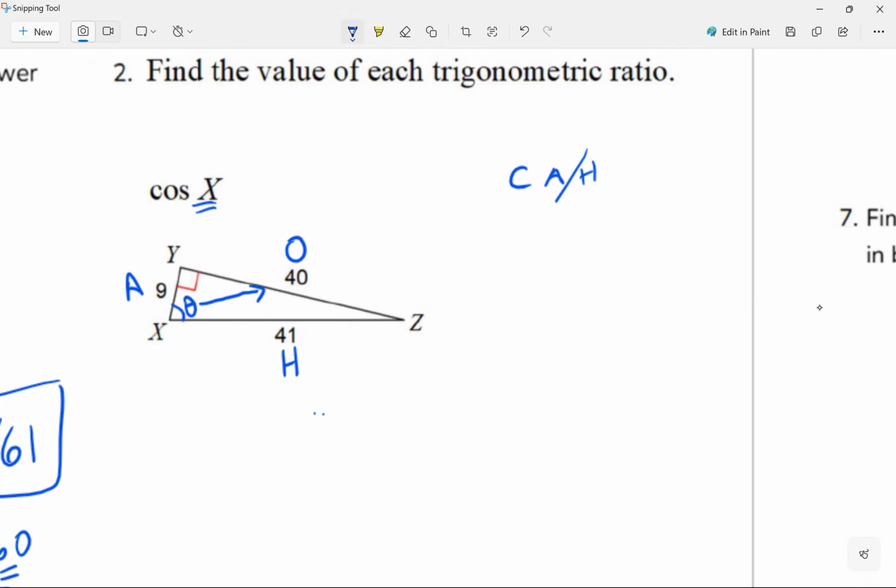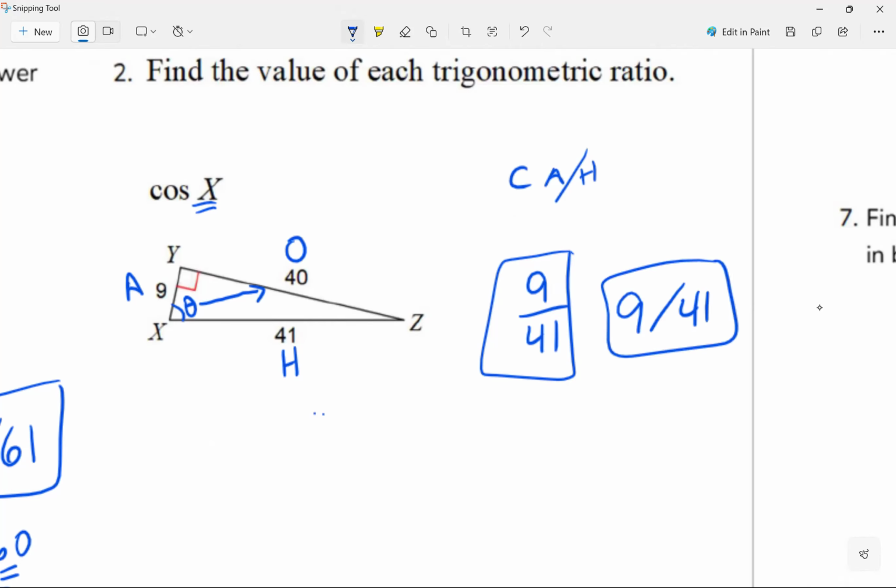So I'm just going to go 9 over 41. Now, 9 over 41, I cannot simplify anymore. That is as simple as we can go. So as a fraction, that's what I'm going to do. Remember, the way we're going to type a fraction, we're going to go 9 backslash 41.